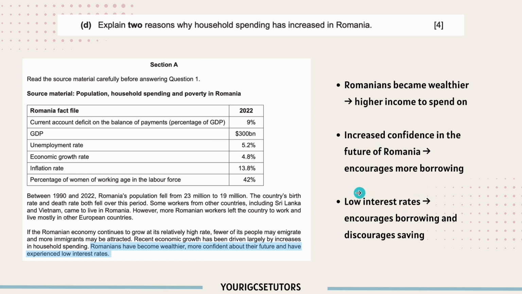Okay, so the third reason would be low interest rates. If the Romanians experience low interest rates, this encourages borrowing because borrowing money becomes cheaper. And it discourages saving because now you don't get much from saving your money in the bank. That's why household spending will increase.